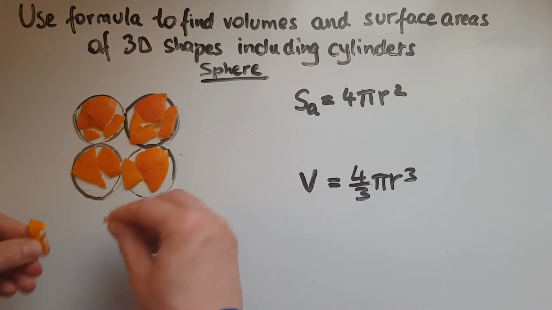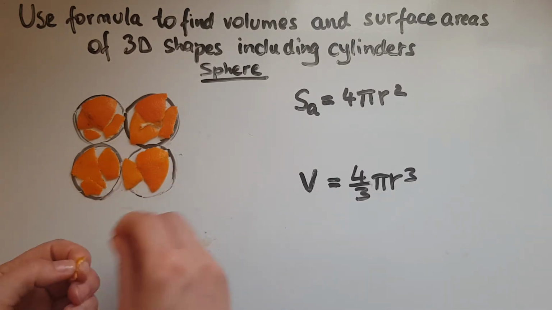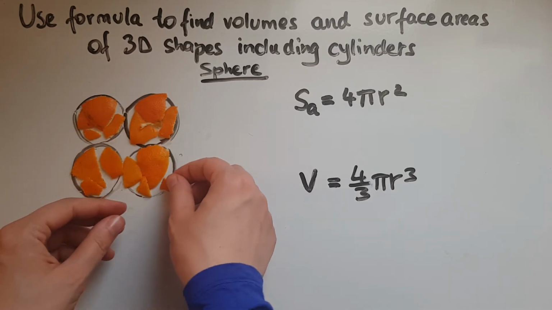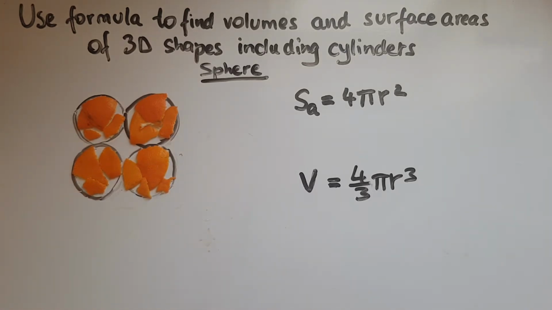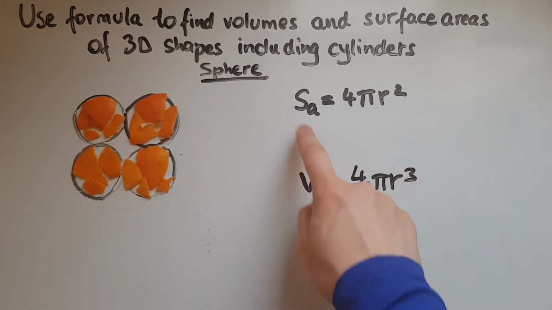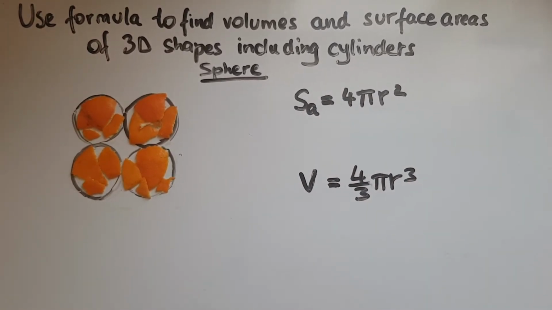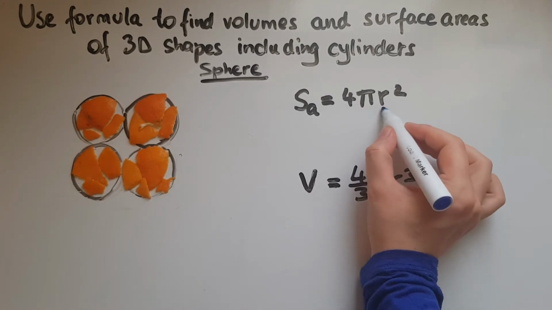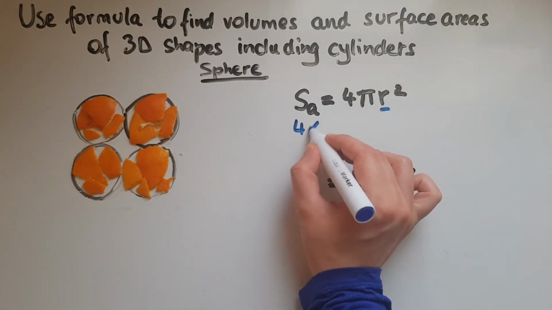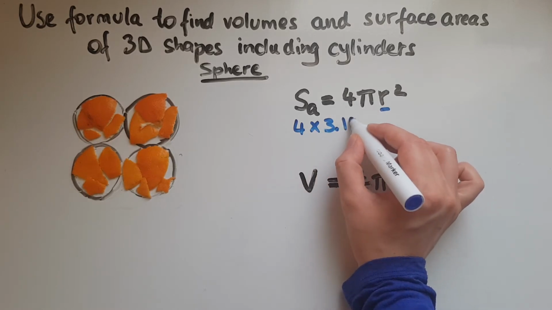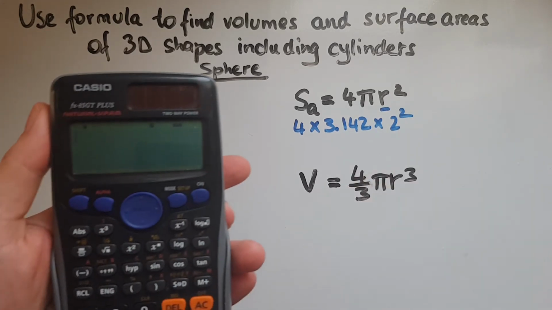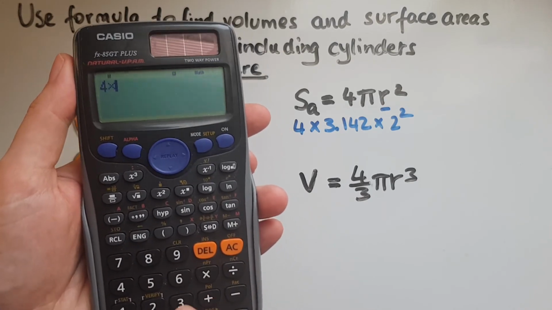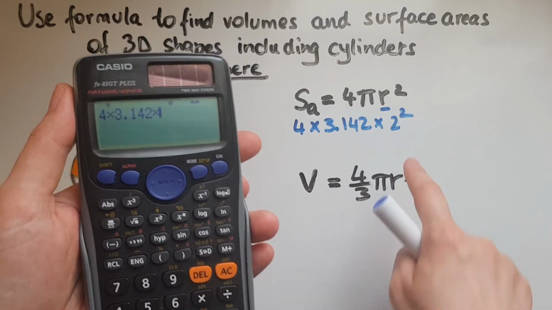Obviously, you can't be very precise as I said before. But I hope you get the idea that four lots of the circle make the surface area. So if the surface area of a sphere is something we need to work out, and then we need to know the radius, of course, we do 4 times 3.142 times 2 squared. So we can input that into the calculator or work it out manually. So 4 times 3.142 times 2 squared is 4.